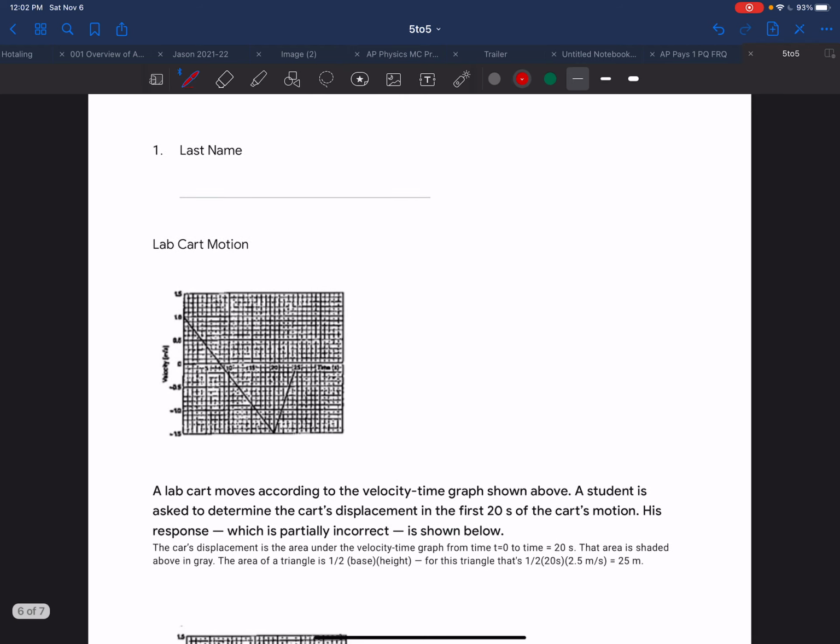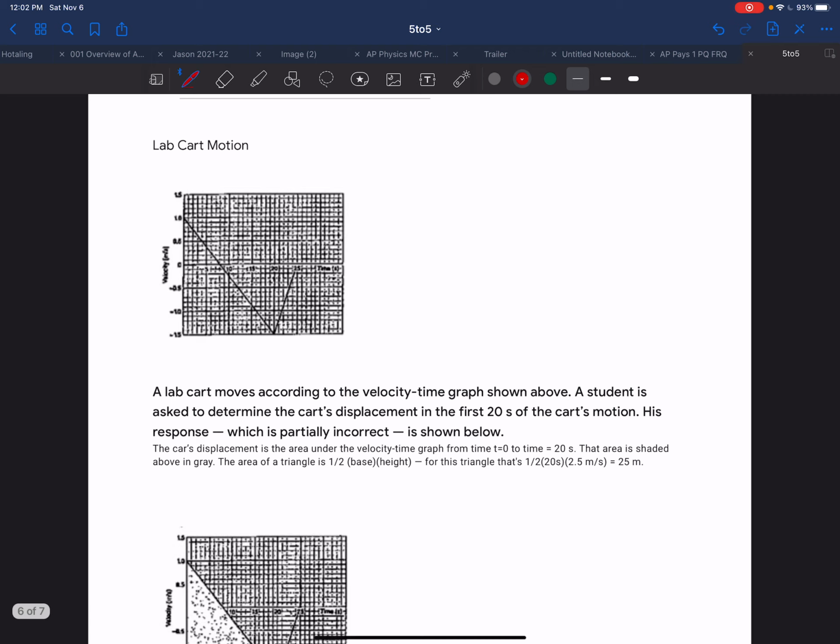In question 24, we are seeing that there's a lab car moving according to the velocity time graph shown above. We've got a velocity time graph, so of course we're going to analyze it. The origin, we can see, is right there. That's 0, 0. So we are looking at a situation on the coordinate plane where our graph is there. The y-axis is velocity, the x-axis is time, meters per second, seconds, normal units.